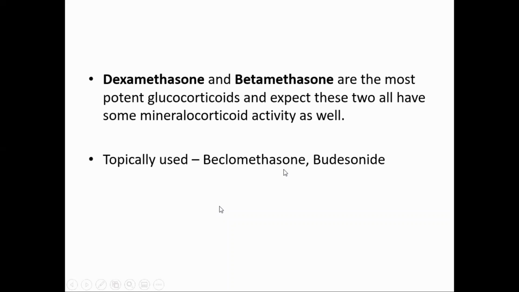And topically used glucocorticoids include beclomethasone and budesonide. So beclomethasone and budesonide are mostly used as inhalation preparation in case of bronchial asthma, whereas the topical preparation, for example in the form of ointment or cream, of beclomethasone is also available.